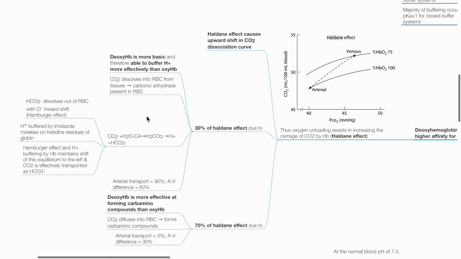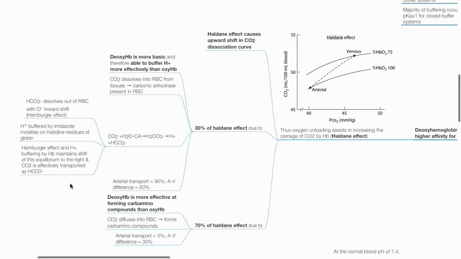effectively than oxyhemoglobin. CO2 diffuses into RBCs from tissues. Carbonic anhydrase is present in RBCs. CO2 plus H2O produces H2CO3, which dissociates to hydrogen ions and bicarbonate ions. Bicarbonate moves out of the RBC with a chloride inward shift, the Hamburger effect. Hydrogen ions are buffered by imidazole moieties on histidine residues of the globin chain of hemoglobin.